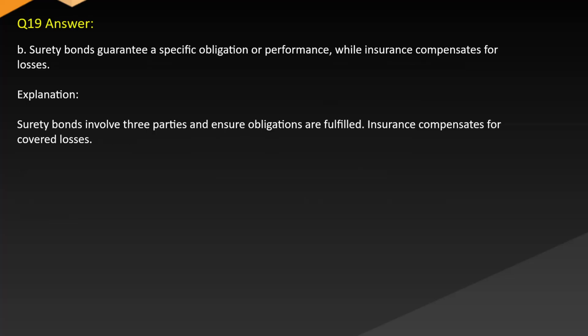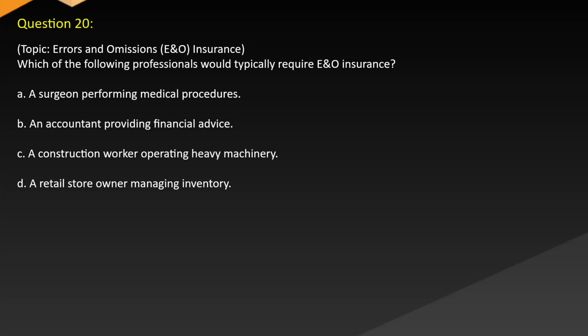Answer: B. Surety bonds guarantee a specific obligation or performance, while insurance compensates for losses. Explanation: Surety bonds involve three parties, and the obligations are fulfilled by the surety. Insurance compensates for covered losses. Question 20. Topic: Errors and omissions.